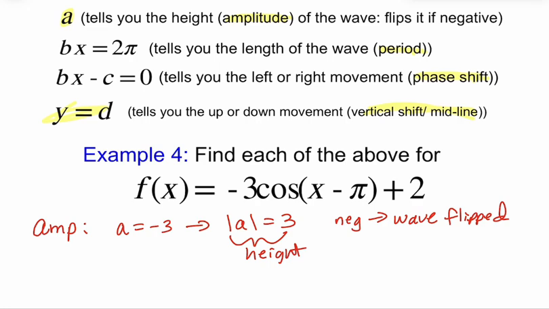Next, let's do period. You're going to set this term, that x term, equal to 2 pi. Now, if there is nothing on the x, then the wave is just 2 pi. So the waves aren't violently crashing or slowing down. They're the same wave that they should be. And so that is our period. So our period hasn't changed.